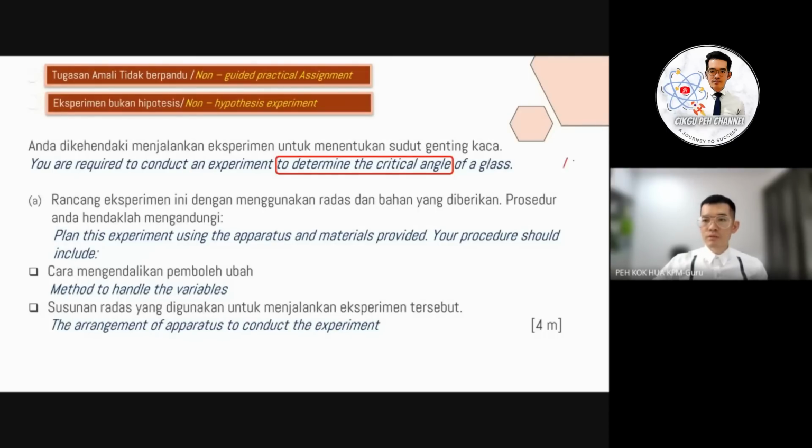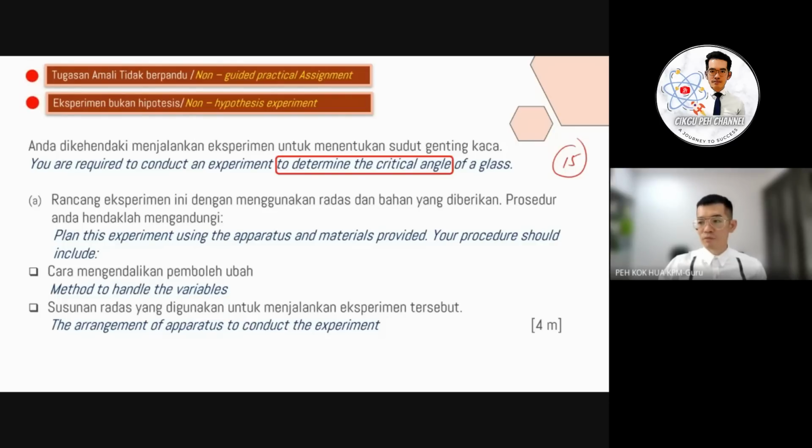So the total for Paper 3 will be 15 marks. This is 4 marks of the question. And normally if this is a non-hypothesis experiment, we need to read further so that we know what the question actually wants to ask, what experiment we have to conduct, and we want to observe or determine one of the values here. So here, definitely we need to determine the critical angle.